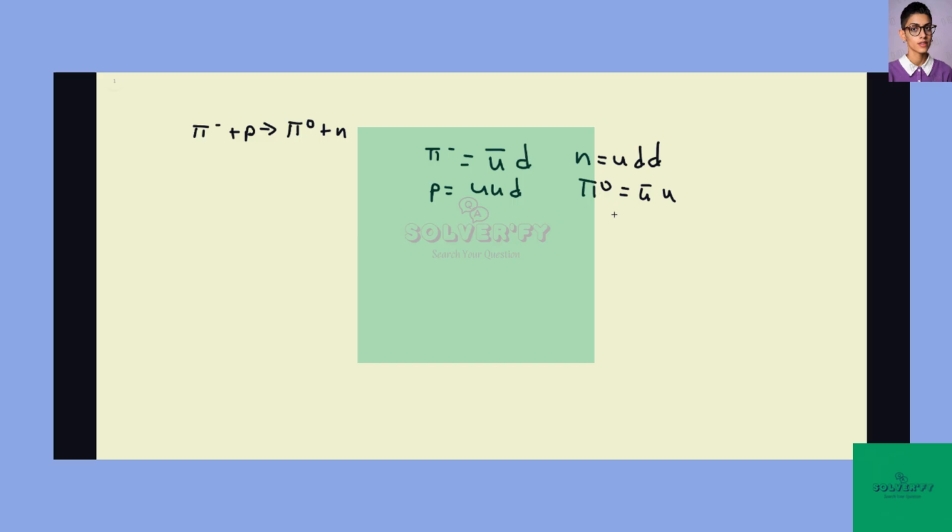So now let's go ahead and draw our Feynman diagram. We have our reactants up top here: a pion and a proton. So this is going to be an anti-up quark and a down quark, and an up quark, up quark, down quark. Then down here we have our products: the neutral pion, an anti-up quark and an up quark, and the neutron, an up quark, down quark, down quark.